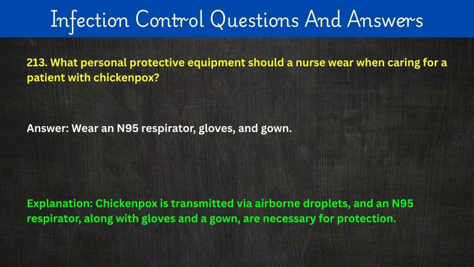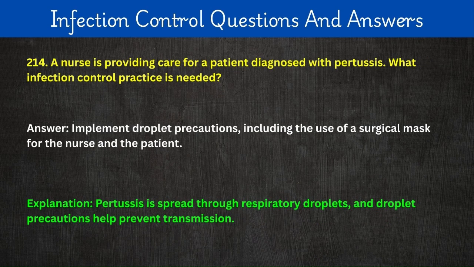213. What personal protective equipment should a nurse wear when caring for a patient with chickenpox? Answer: wear an N95 respirator, gloves, and gown. Explanation: chickenpox is transmitted via airborne droplets, and an N95 respirator, along with gloves and a gown, are necessary for protection.